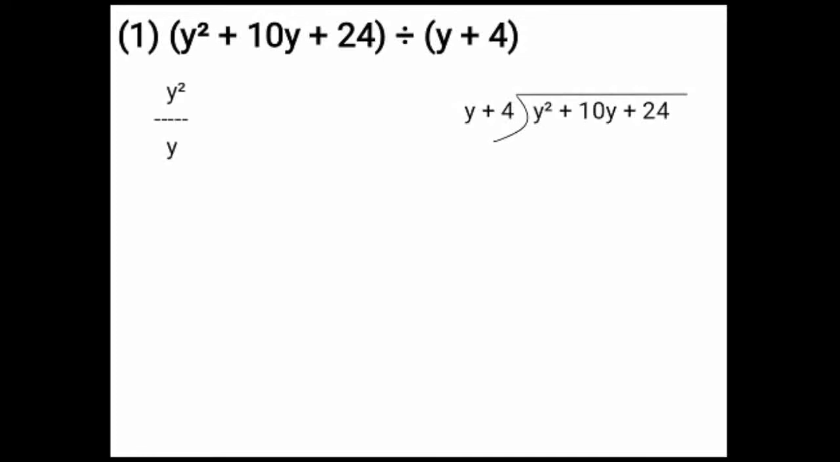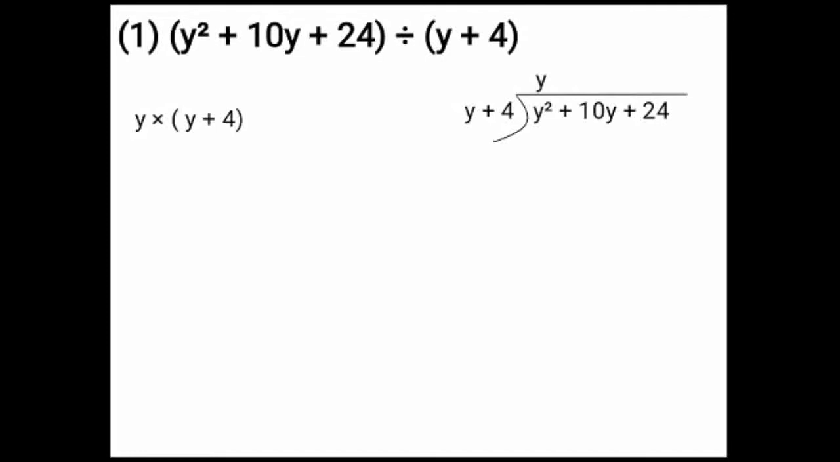Y square upon y is equal to y into y upon y. Y gets cancelled. So what will remain? Y will remain. After dividing the first term by the variable y, you get the quotient y. So on the quotient place you have to write here, that is y. Now you have to multiply y into y plus 4. You have to write in multiplication form now. Y into, in bracket, y plus 4.